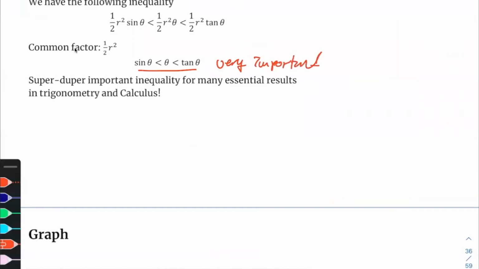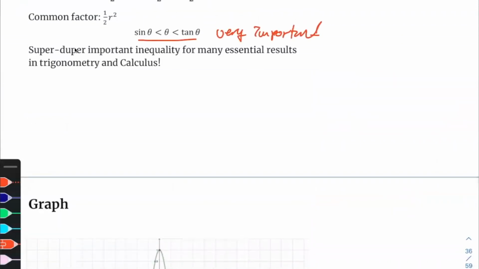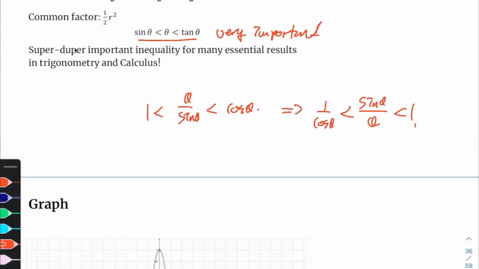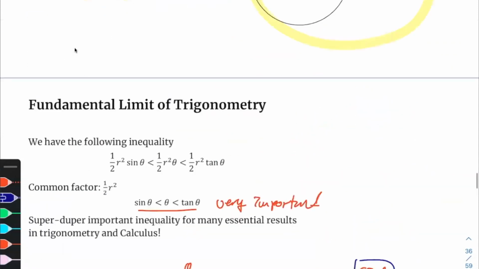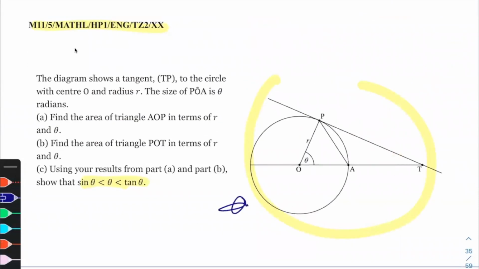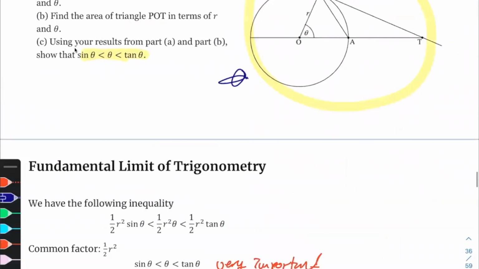And then the associated function: if I divide by sine theta on both sides, you get 1, theta over sine theta, and then 1 over cosine theta. But if you flip everything, what you get is sine theta over theta is bigger than cosine theta and less than 1. So this function, sine theta over theta, is very interesting. Because they wanted to investigate sine theta over theta, they give you this question. So it's not just a random example. It's always something linked with an idea that we can definitely use for the IA.